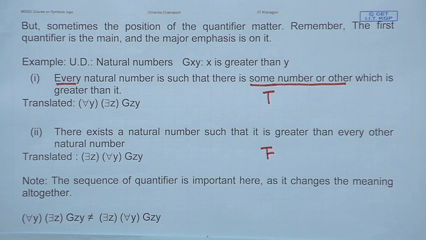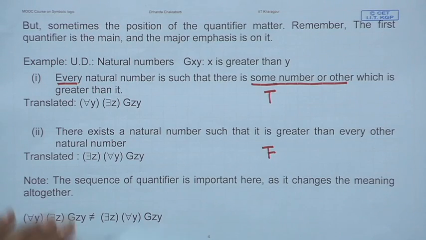So, there are cases when tampering with it is really going to matter, and those cases specifically are where you have a mixed sort of quantifiers. There is a mixture of universal and existential.